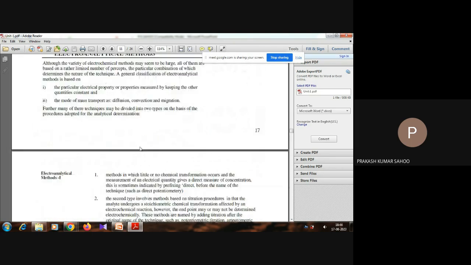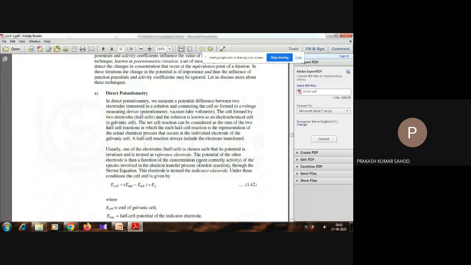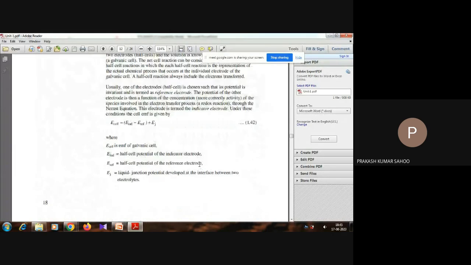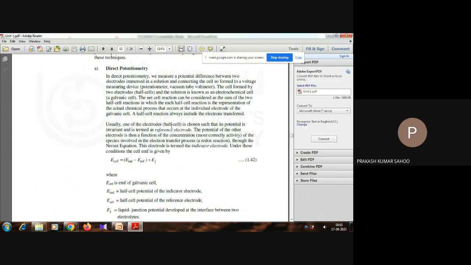Then classification of different methods. Potentiometry means the difference in potential, and the unit is volt. We can use the Nernst equation at different concentrations. Then we have direct potentiometry, where we measure a potential difference between electrodes immersed in a solution, connecting the cell so formed to a voltage measurement device, that is a voltmeter or potentiometer.